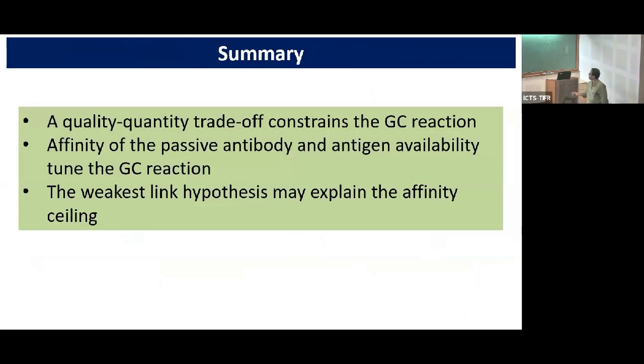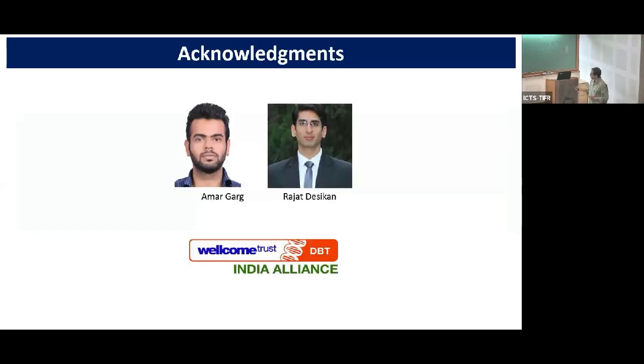All right, so I'm going to stop here and summarize by saying that there is this quality-quantity trade-off that constrains the germinal center reaction. The affinity of the passively administered antibodies, as well as their antigen availability in the germinal center, can tune this trade-off and therefore engineer this germinal center reaction. And just for a sort of speculative ending, the weakest link hypothesis may underlie this affinity ceiling that's been observed. We thank students and postdocs who did all of the work and sources of funding, and thank you all for your attention.